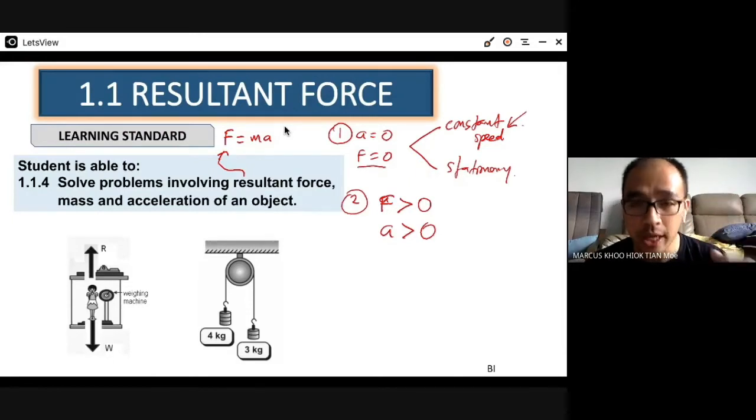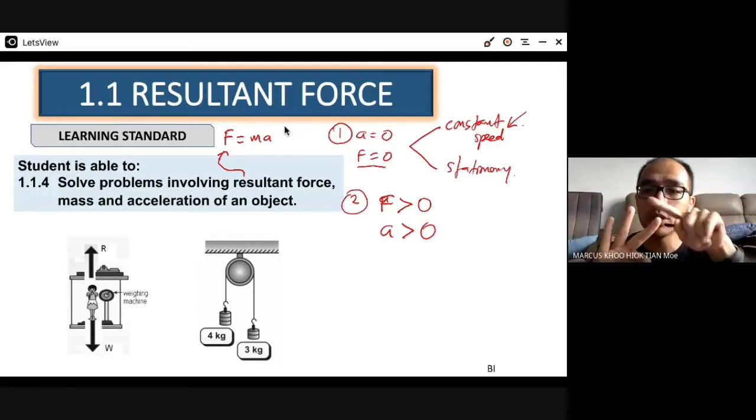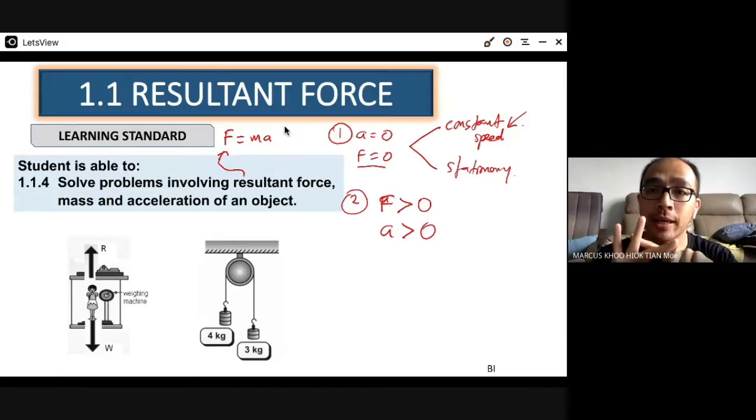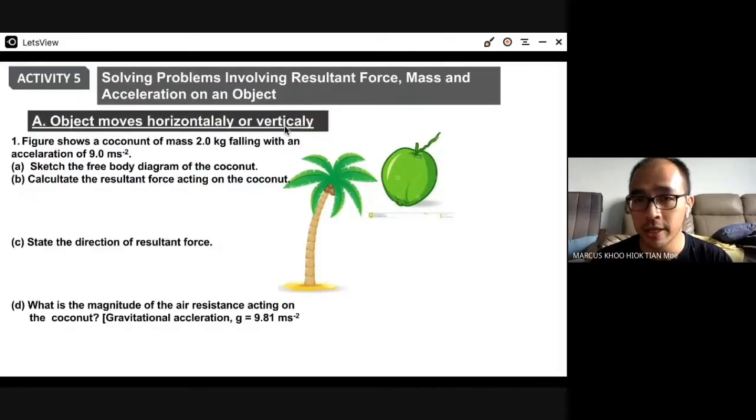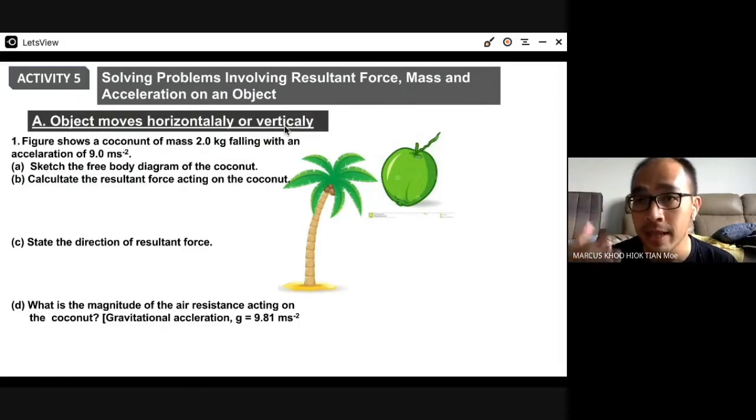So today we're going to look at three different situations. Out of which number 2 and number 3 are the actual tough part of applications of resultant force. The number 1 application is, for example, like this: we have an object that moves horizontally or vertically. We covered a little bit about this last year, and I'm just going to ulang kaji with you now.